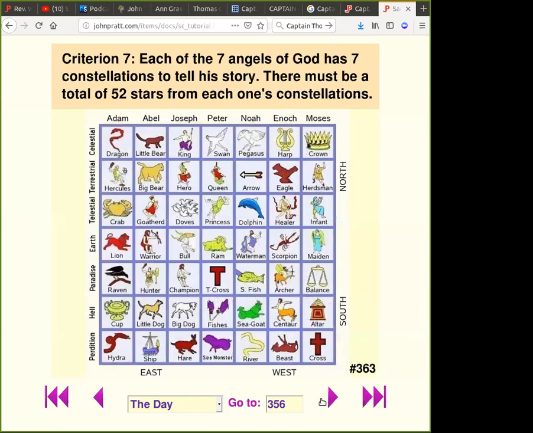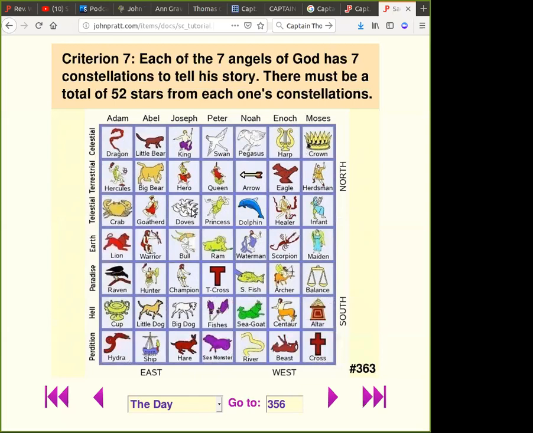Each of the 7 angels of God has a whole set of 7 constellations to tell his story. Now, let's first notice that 7 times 7 is 49. We said there were only 48 constellations, which was 12 times 4. So how do we get a 49th?